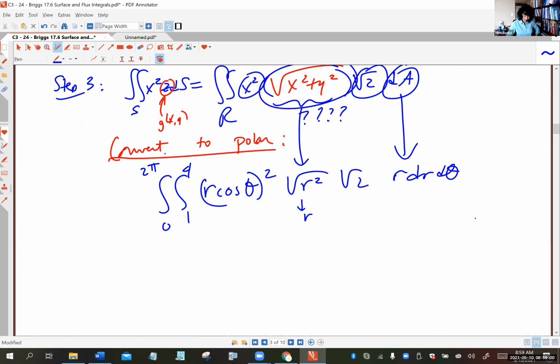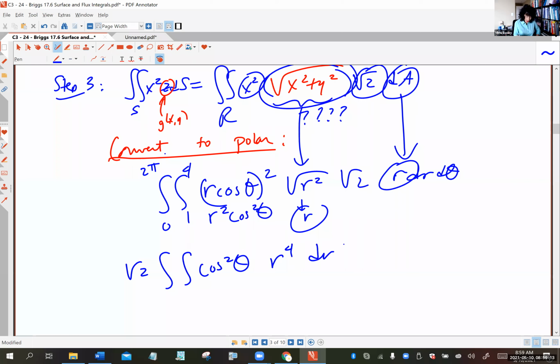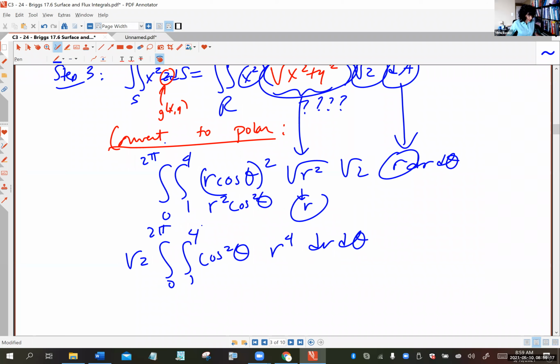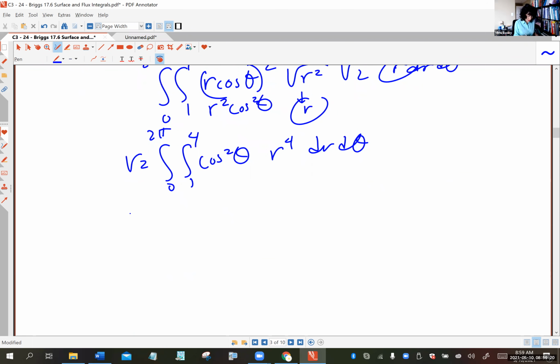So you got a lot of r's going on here because this right here is going to contribute a couple of r's. And I'm going to pull the square root of 2 out. So I combine all of the powers of r into one big old r to the 4th. And then I can integrate. r to the 4th is pretty easy. That's just going to be r to the 5th over 5, and evaluate that between 1 and 4.